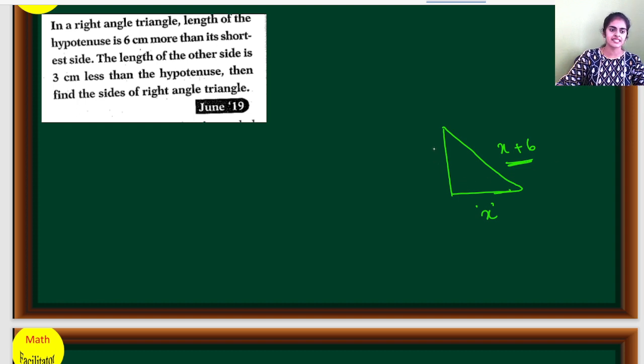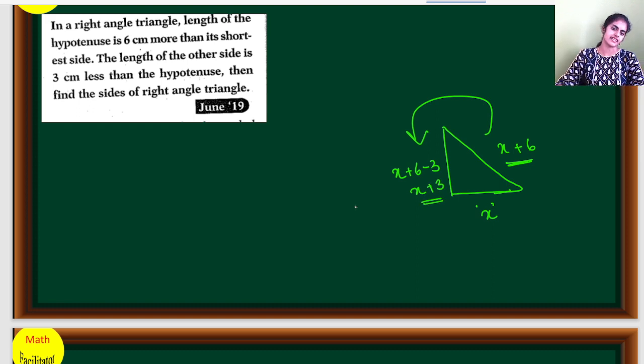The length of the other side is 3 cm less than the hypotenuse. So 3 cm less than the hypotenuse, x plus 6, is x plus 3. Then find the sides of the right angle triangle. We use simple Pythagoras here. So x plus 6 whole square equals x plus 3 whole square plus 6 square.